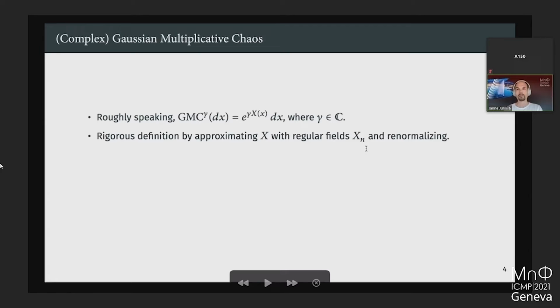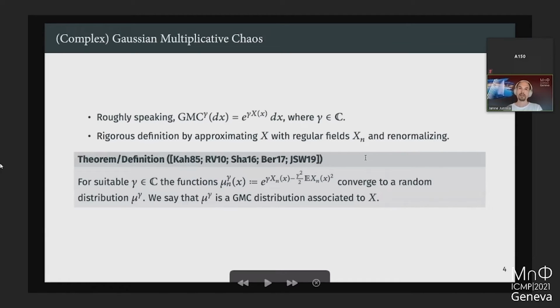In order to rigorously define this thing, you have to approximate this field X with some regular fields and then renormalize. So there is this story, it involves many people. First it was studied in the case where gamma was real, and then there are also results for when you choose a suitable gamma, which is a complex number. And what you can show is that if you renormalize by adding this factor here, minus gamma squared over 2 times the variance, which by the way is chosen in such a way that the expectation of this whole thing is 1, then you converge to a random distribution.